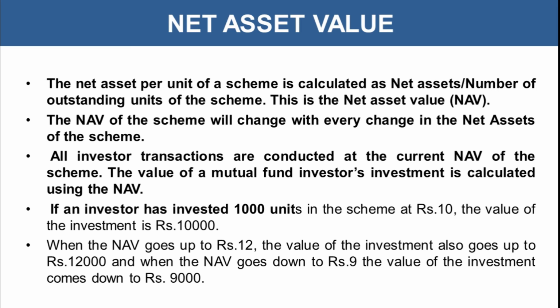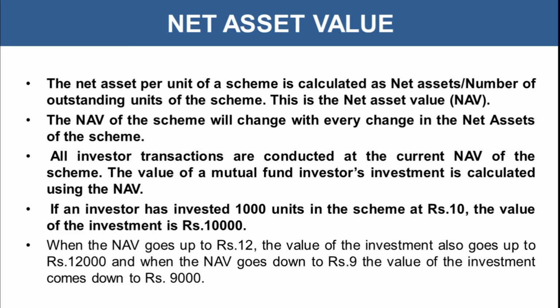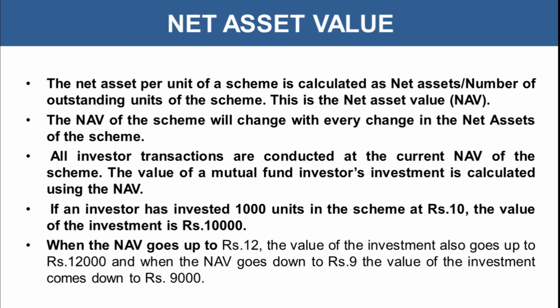If an investor has invested in 1,000 units in the scheme at rupees 10, so he is getting 1,000 units of a particular mutual fund scheme, and per unit the cost is rupees 10. So the value of the total investment is rupees 10,000. Now when this scheme is floated in the market, there are many investors. As the investment amount grows and the demand grows, the NAV goes up. So for example, the NAV goes up to rupees 12.